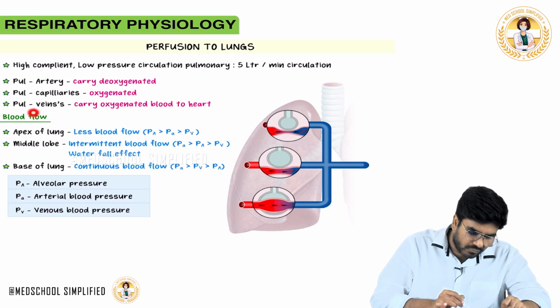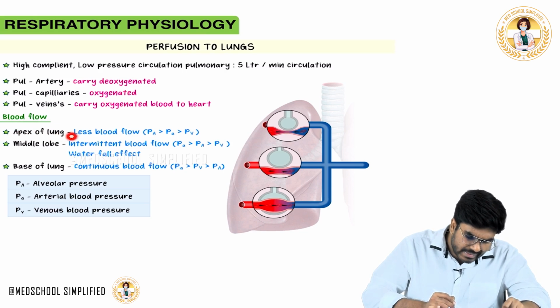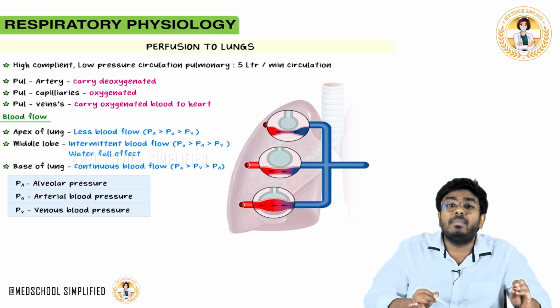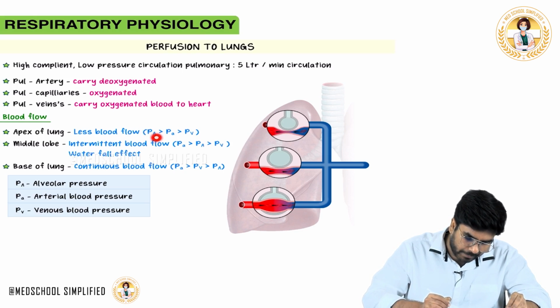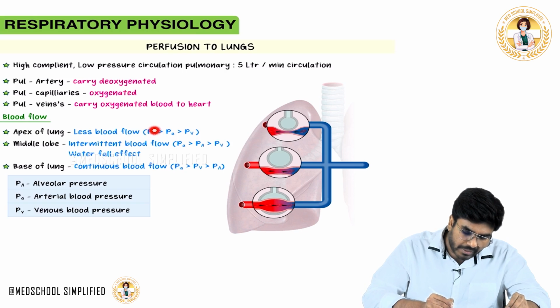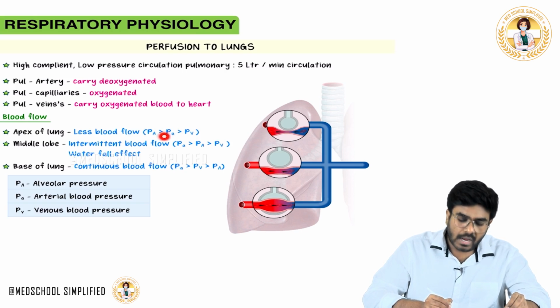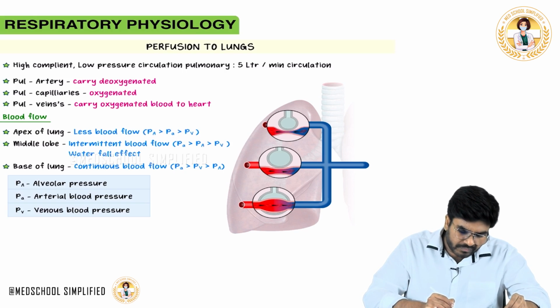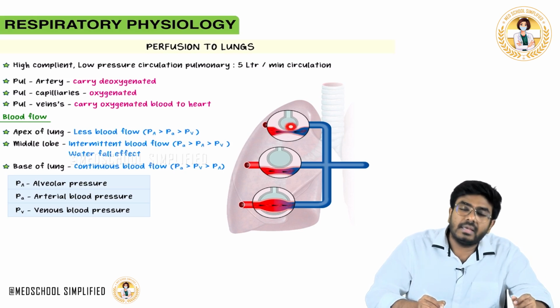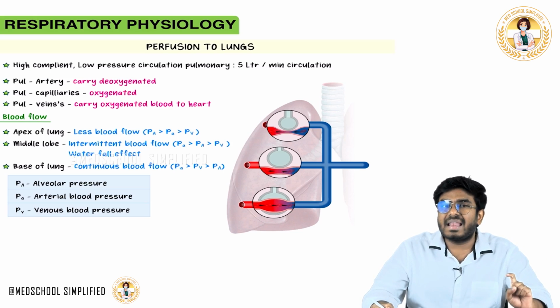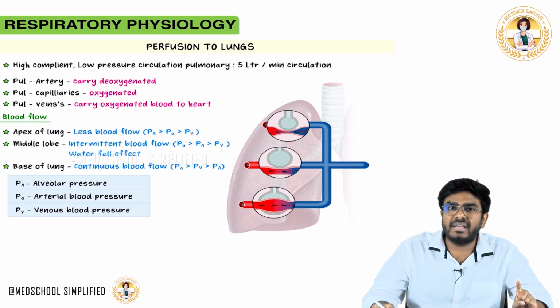Let's see here, the blood flow in the apex of the lung. It has less blood flow. Why? Because the alveolar pressures will compress the blood vessels. Okay, you have more pressure here. The alveolar pressure, that's PA. PA means the alveolar pressure. Alveolar pressure is greater than the arterial pressure, and arterial pressure is greater than the venous pressure. But the first two are important. The alveolar pressures are greater than the arterial pressures. So that's why the alveoli will compress the blood vessels. So there is less blood flow. The perfusion is less in the apex of the lung.